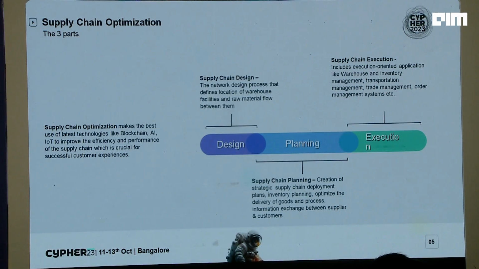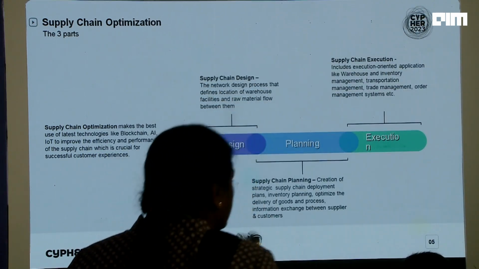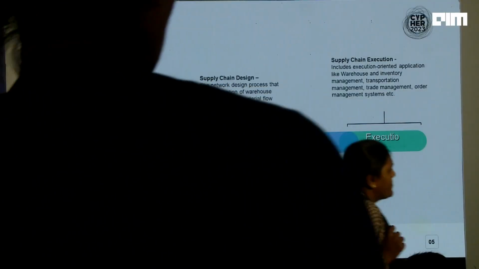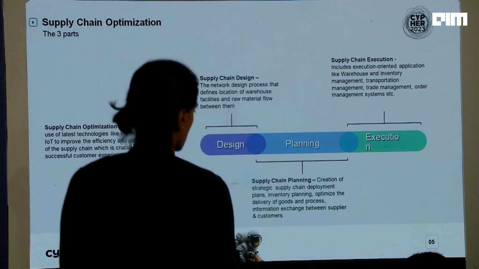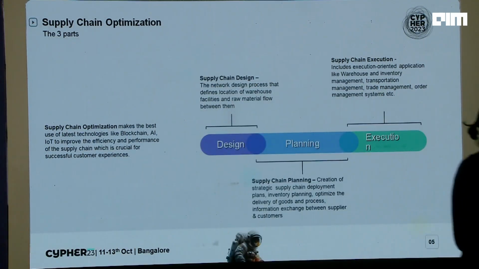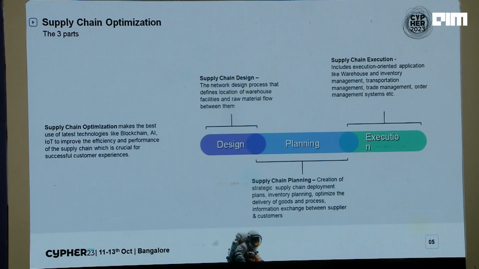Then in between that, there is planning, right? So you do your inventory planning, you do optimization of delivery of goods. That's a transportation problem for you, which you can very well solve with LPP. It has applications in all the 3 zones. That's what I'm trying to call out, okay? So that's mostly the 3 zones that we'll be focusing on.